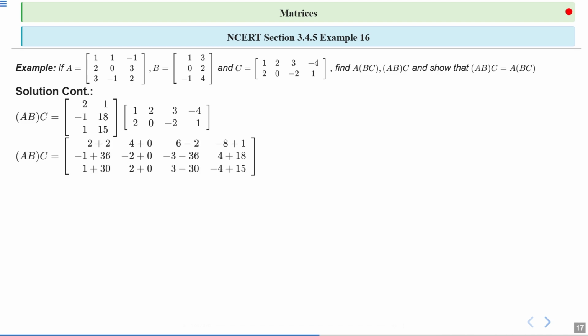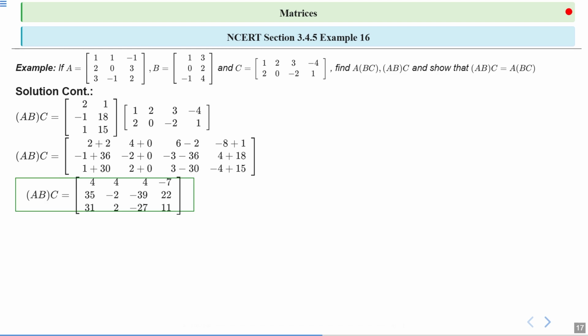So AB into C will be equal to 2 plus 2, 4 plus 0, 6 minus 2, -8 plus 1, -1 plus 36, minus 2 plus 0, -3 minus 36, 4 plus 18, 1 plus 30, 2 plus 0, 3 minus 30, minus 4 plus 15. Okay. So AB into C will be equal to 4, 4, 4, minus 7, 35, minus 2, minus 39, 22, 31, 2, minus 27, 11.